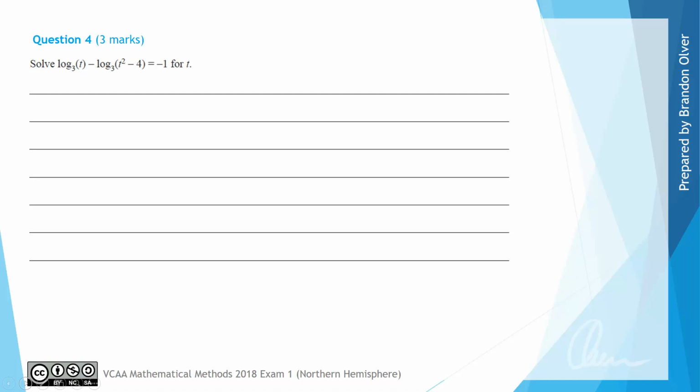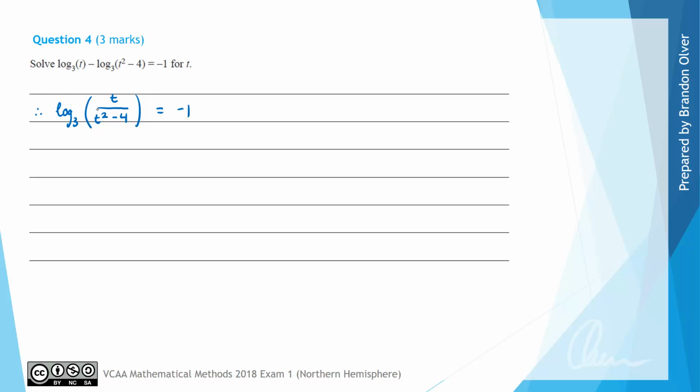So the first thing we need to do is remember that we have a log law that says if we subtract two logs with the same base, in this case base 3, we can simply divide the parts inside the log. So therefore this equation would be log 3, and we have t, divided by whatever's inside the second log, which is being subtracted away, so that will be t squared subtract 4, and that is going to equal negative 1 still.